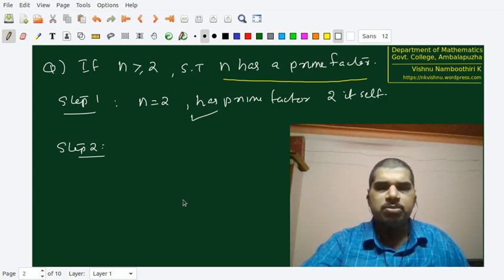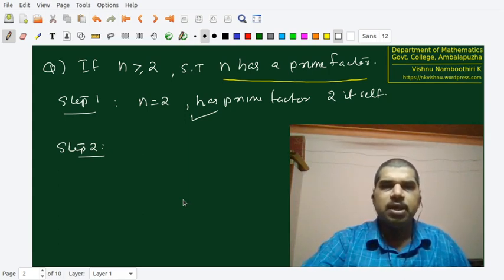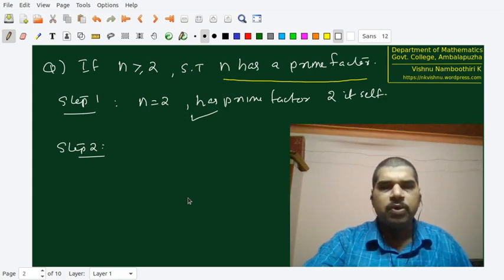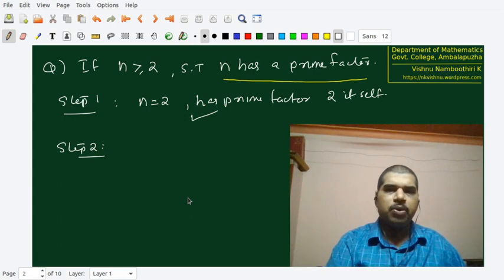That means we will assume that up to some k, the claim is true. What is our claim? The claim is that every n greater than or equal to 2 has a prime factor. We will assume that this is true up to k. Up to k means, if you choose n equal to 2, that we have already proved. If you choose n equal to 3, n equal to 4, etc. up to n equal to k, for every number between 2 and k, we will assume that n has a prime factor. And using this assumption, we will prove that n equal to k plus 1 also has a prime factor. That is a technique that we are going to employ here, strong mathematical induction.